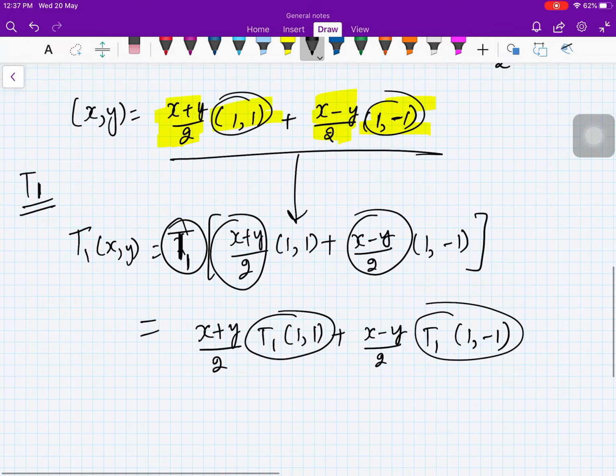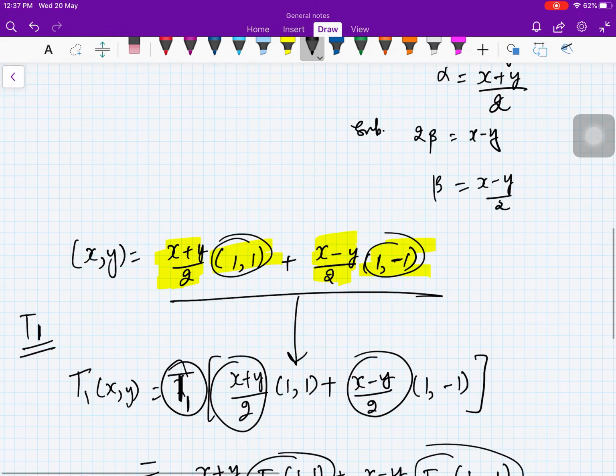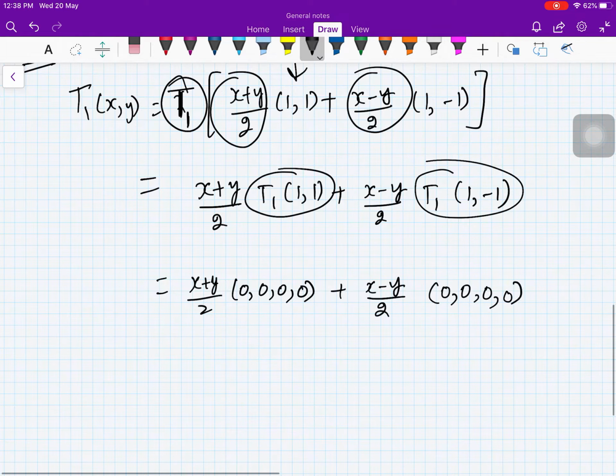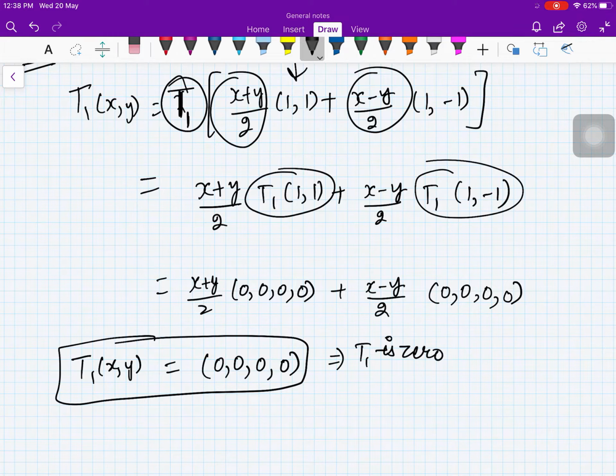Now for T1 this is 0 and this is 0. So you'll get (x plus y)/2 times (0,0,0,0) plus (x minus y)/2 times (0,0,0,0). So you get (0,0,0,0). So you get T1(x,y) is 0 for all the elements. It means that T1 is the zero map.